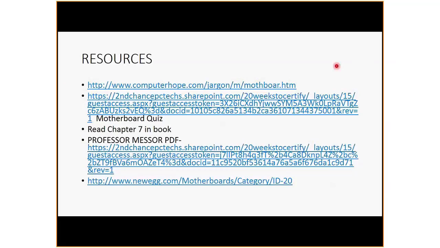Next slide, resources. Okay. So if you want to know where I get, or where's a good place to go to understand motherboards, check out Computer Hope, www.computerhope.com. They have good terminology on motherboards and they actually break down each component. If you go to the second resource here, this is my motherboard quiz. So I have a quiz that should help you further your study of motherboards. Go back and read chapter 7 in the book, because chapter 7 is mostly on motherboards, but they do combine power and power supplies in that too. So go back and read chapter 7 in the book, and then the Professor Messer handout. That's also a link here.